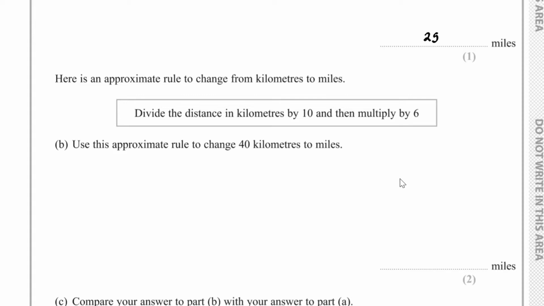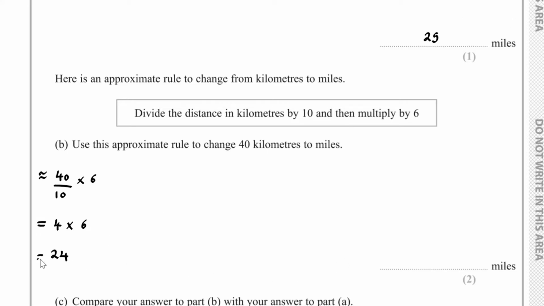And now for part B, here is an approximate rule to change from kilometers to miles. We first of all divide by 10 and then multiply by 6, and we have to use this approximate rule to change 40 kilometers into miles. So what we have over here is 40 divided by 10, and then we will multiply this result by 6. So here we have 4 times 6, which is 24.